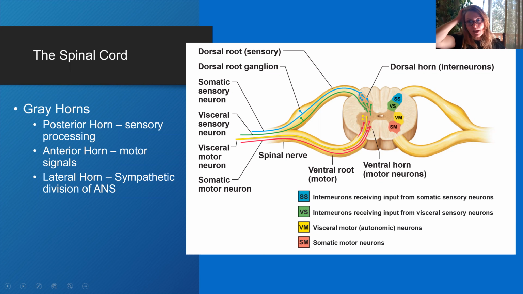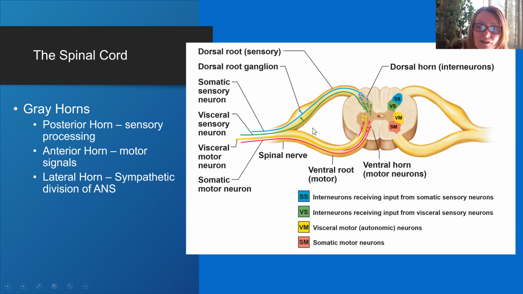And that means somatic motor neurons are going to innervate your skeletal muscles, and you can move those muscles. Visceral motor neurons are going to innervate your smooth muscles or cardiac muscles. So those are part of your internal organs that you cannot control, but they need to be innervated anyway, right? So this is where they are found: somatic motor in the anterior horn and visceral motor in the lateral gray horn, and their axons are found in the ventral root.